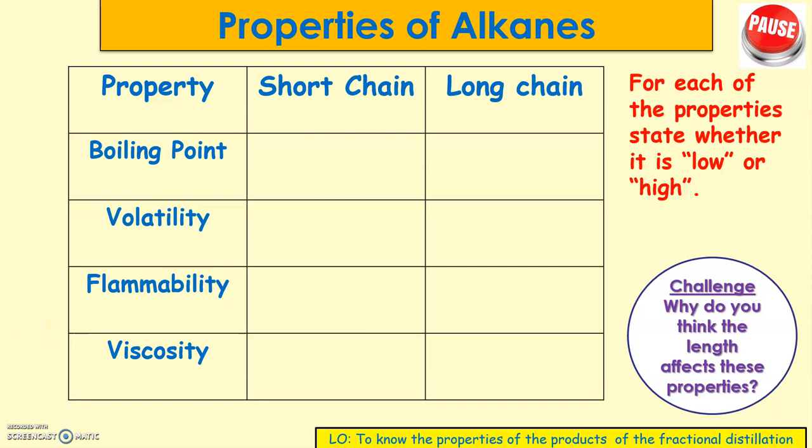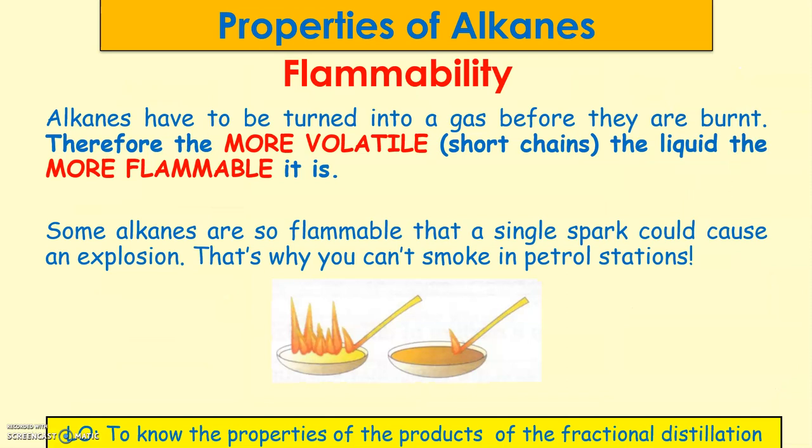Okay, guys, so hopefully you got that table down. For each of these properties, as I'm going through it, you just need to state whether it is low or high. So if it's short chain, does it have a low boiling point, or a long chain, does it have a high boiling point, and so forth. You're doing that for each one of those, guys. So in the table, add in whether it's low or high. And remember to have a think of the challenge as going through it. So, flammability, guys, can you pause the video here and get down key information?